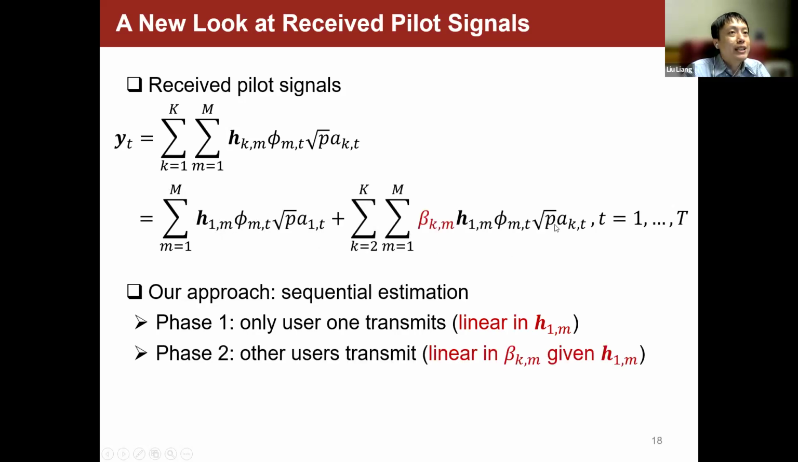And in phase 2, the other users can transmit, but I already know H1M, right? And if I know H1M, then YT is a linear function of beta, right? So in phase 2, the other users can transmit, but I know H1M, I can solve these linear equations, and I know what is beta, right? So this is our sequential estimation approach.